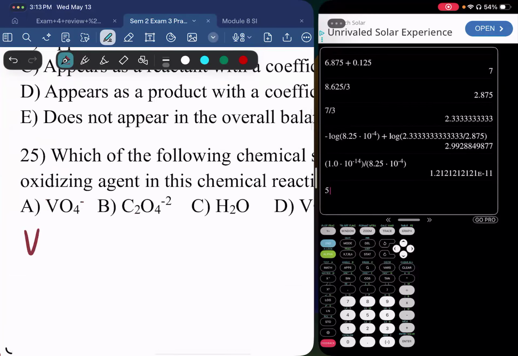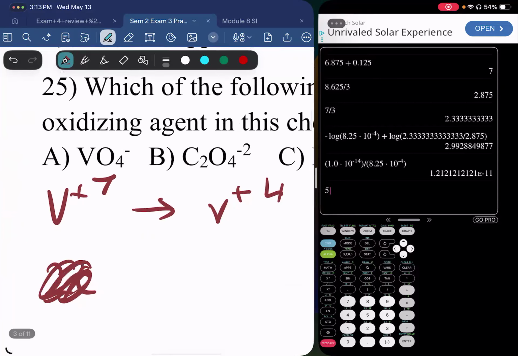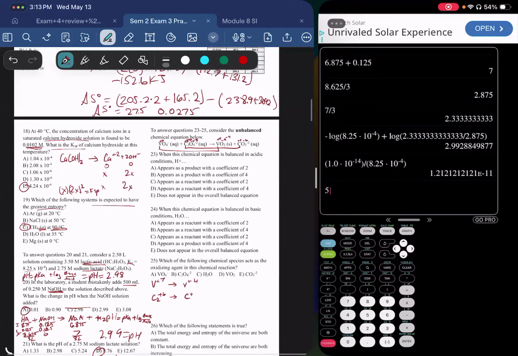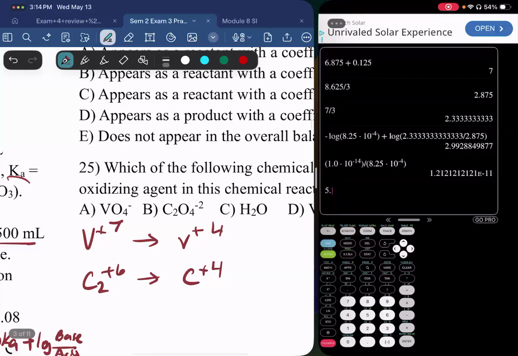Okay, so let's write this out. I do it a different way. So V plus 7 yields V plus 4. And we see that 2 carbons, we could do something like this to make it a little bit easier. C2 plus 6 yields carbon plus 4. Okay, so one thing first is you have to balance it by mass. So there's a 2 over there.